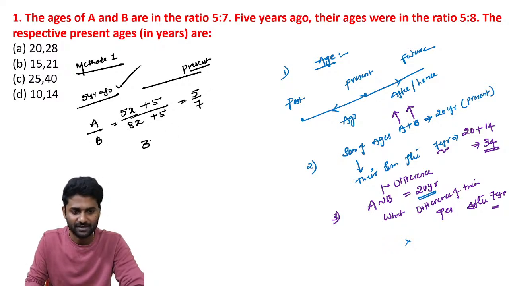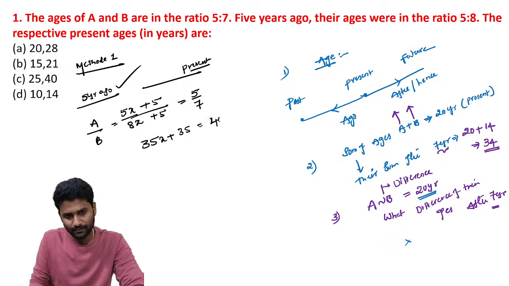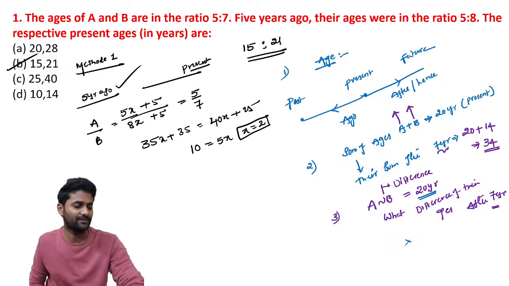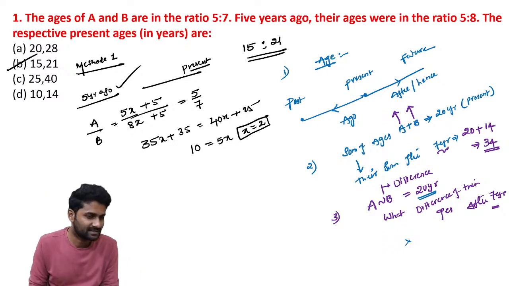Now the present age ratio is 5 is to 7. Cross multiply that: 7 into 5x is 35x, and 40x plus 25. Let's find the difference here. The difference of 5x is equal to 10, then x is equal to 2. If x is equal to 2, now the question is, what is the present age? 5 into 2 is 10, plus 5 is 15; 8 into 2 is 16, plus 5 is 21. So here the respective ages are 15 and 21, which is the correct answer.